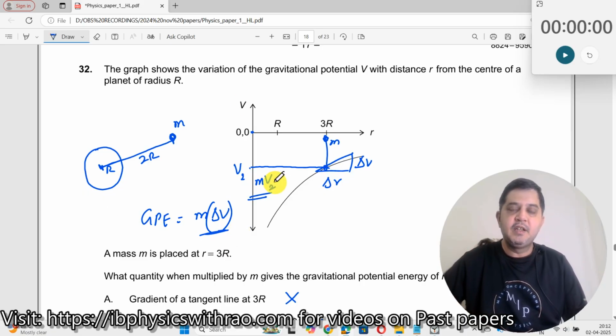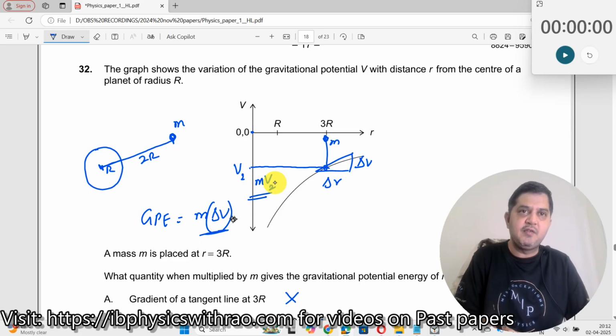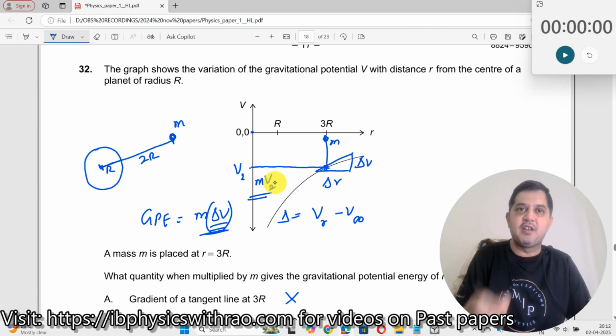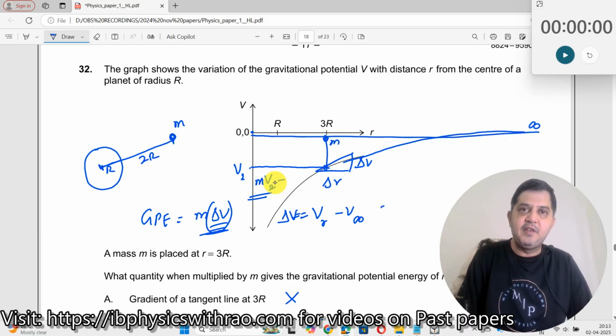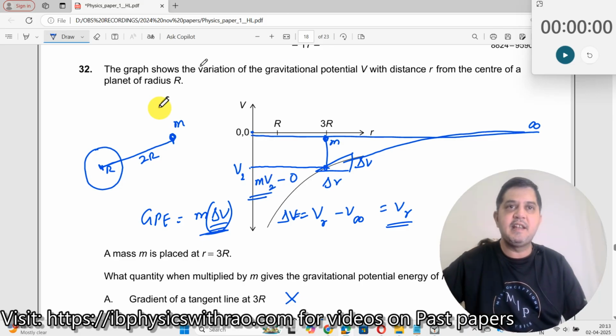In fact, if you take delta v also, what is this delta v here? Delta v refers to v at a point minus v at infinity. I mentioned it incorrectly earlier. So delta v is equal to so much. As a result, you will take mv2 minus the potential at infinity. I can now draw it like this. It goes to infinity here, so this automatically becomes 0 here. So delta v at this point is equal to v2. So therefore m v2 minus 0. This will give you the right answer.